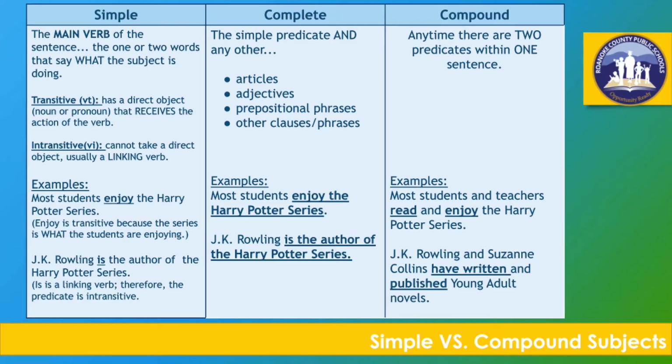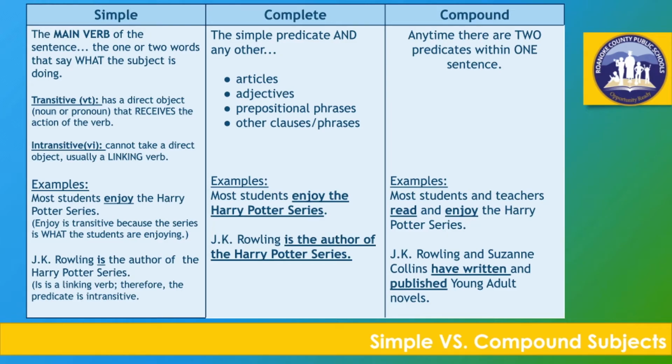The complete predicate, just like the subject, but this is a little different because we're talking about the predicate. So it's the simple predicate and then any other articles, adjectives, prepositional phrases, other clauses, phrases. It's basically the rest of the sentence unless you have another independent clause, but we'll get to that later. Example, most students enjoy the Harry Potter series. We go from the actual predicate, enjoy, and then the rest of the sentence until the period and we're done. J.K. Rowling is the author of the Harry Potter series. Same thing. I took my is, that's my simple predicate, and then I underlined everything after it, because that would be my complete predicate.